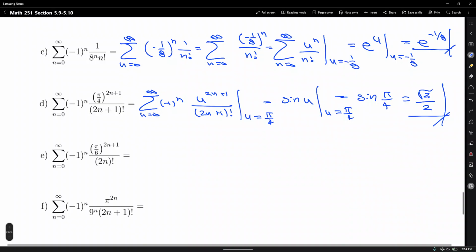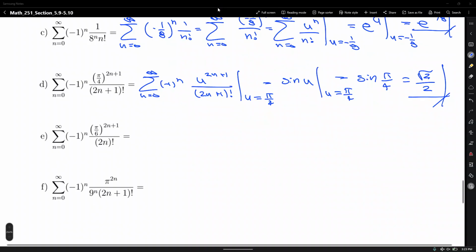All right. Oh, letter E. Okay, let's see about letter E. So for letter E, sigma n equals 0 to infinity of negative 1 to the n, pi over 6 raised to the 2n plus 1 divided by 2n factorial. You look at this and what is going on here? Because you have a combination of 2n plus 1 and 2n factorial at the same time. All right? Now, which one wins? The one with the factorial, because that's the one that will define the elementary function to use. But what do we do with the 2n plus 1?